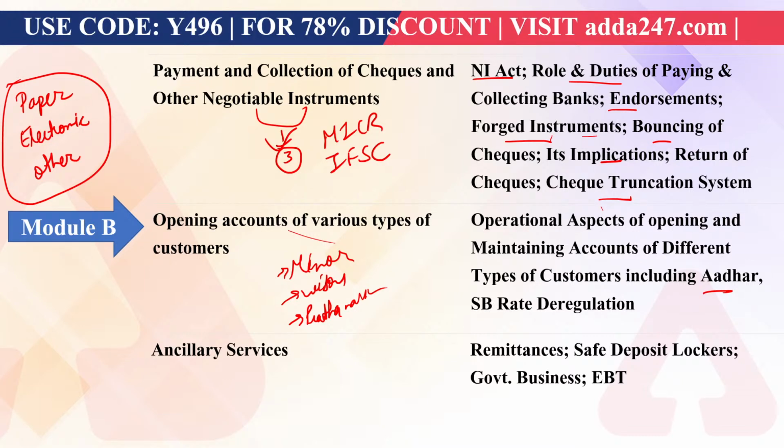Okay, now ancillary services are related to additional services. So the bank accepts deposits, provides loans, etc. These are the regular business of the bank, the regular day-to-day transactions of the bank. Ancillary services cover related services or additional services. In this we have to cover the types of remittances, safe deposit lockers, government business, electronic benefit transfer, everything we have to cover. So all the related or additional services provided by the banking system, provided by bankers to the customer, we have to cover under the ancillary services.